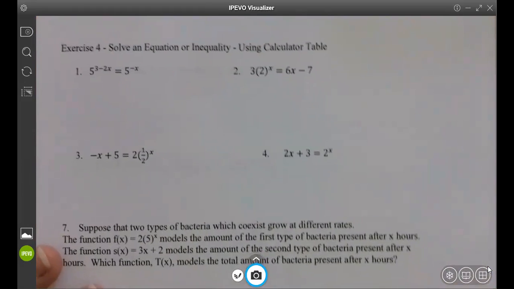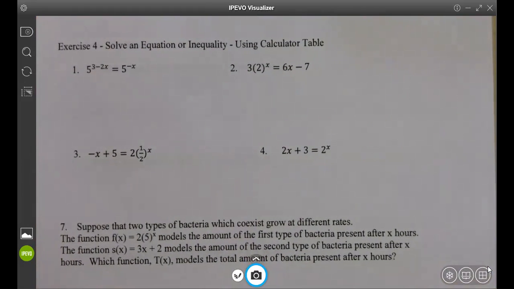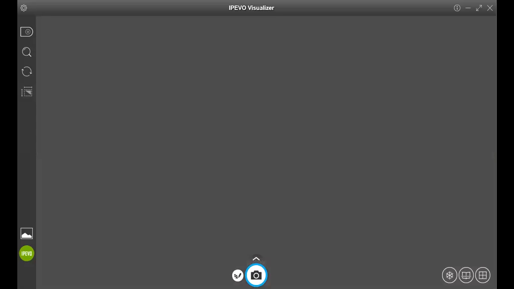Again, it's asking you how to solve an equation or inequality using a calculator or table. I want to see if I can go in Desmos and do this. To show you, I really haven't done Desmos a lot.